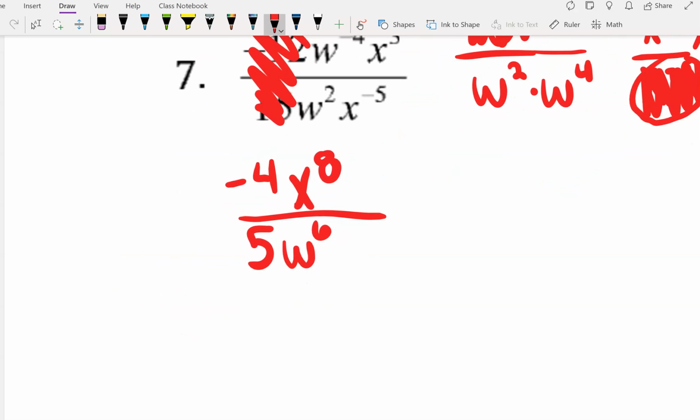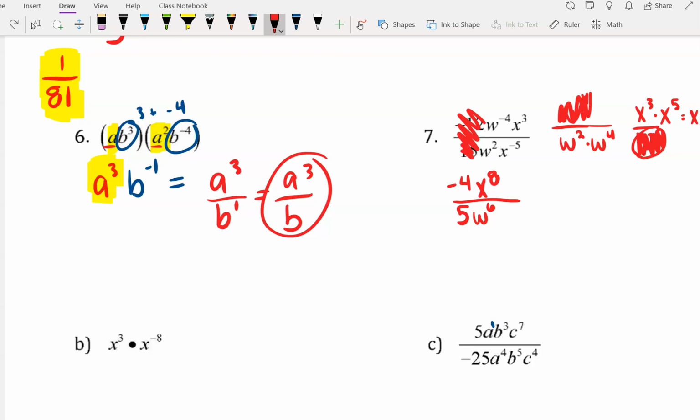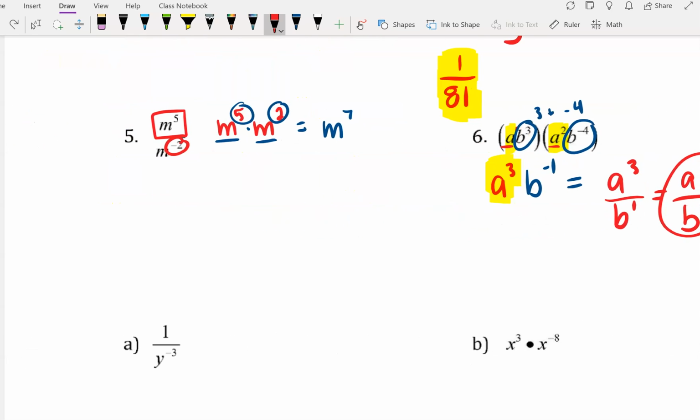And then I look at this, my coefficients are fully reduced. I only have x written once, I only have w written once, and there's no negative exponents, so I'm done. I'm fully reduced. Alright, moving on.